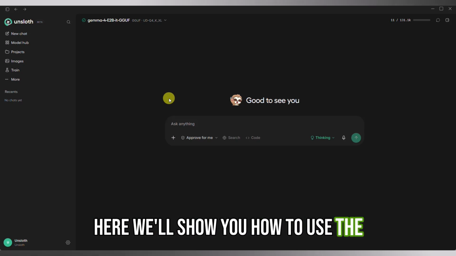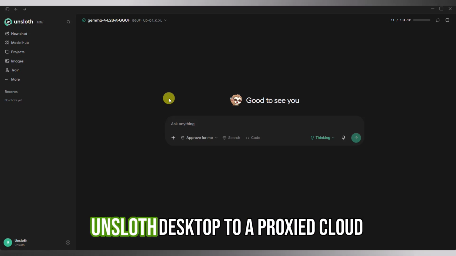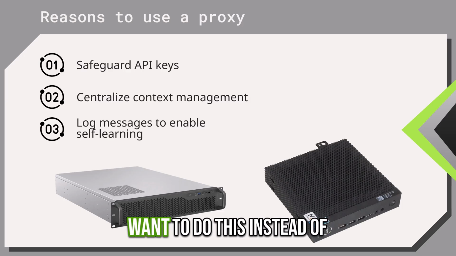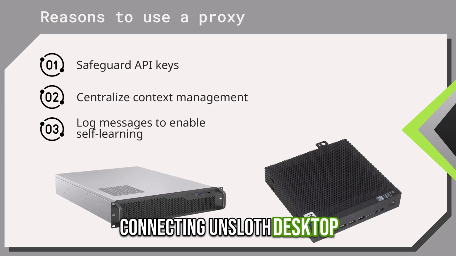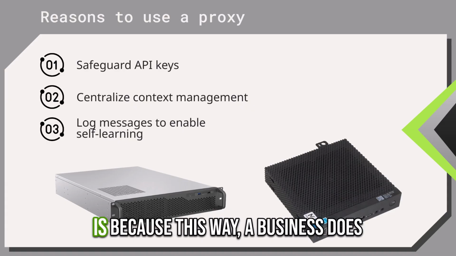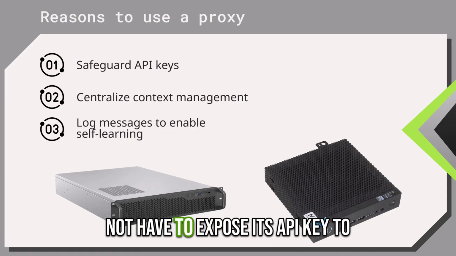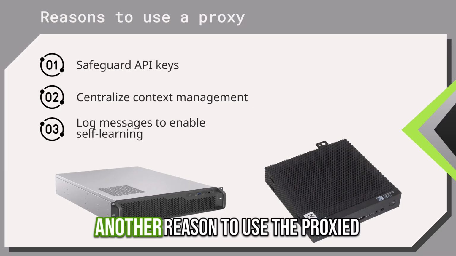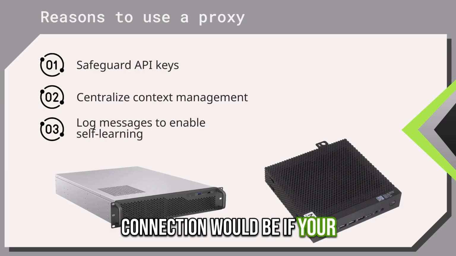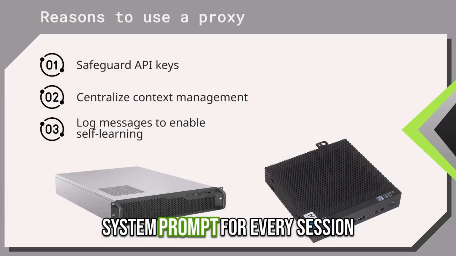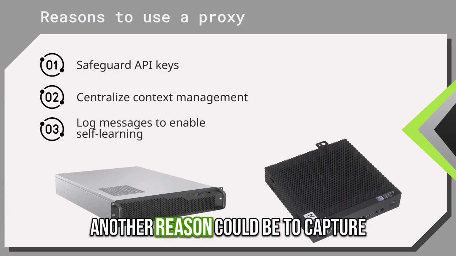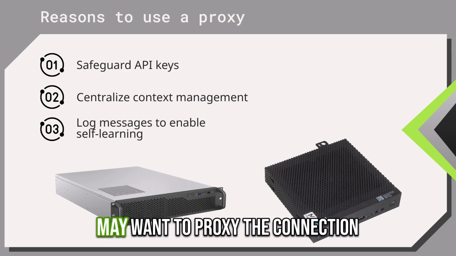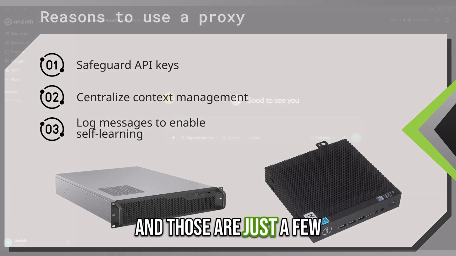Here we'll show you how to use the Interchange AI Gateway to connect Unsloth Desktop to a proxied cloud model. But first, why would you want to do this instead of connecting Unsloth Desktop directly to a cloud API? One reason is because this way, a business does not have to expose its API key to every employee that uses the connection. Another reason to use the proxied connection would be if your business wants to prefix a custom system prompt for every session. Another reason could be to capture the messages for further evaluation. There are many reasons a business may want to proxy the connection, and those are just a few.